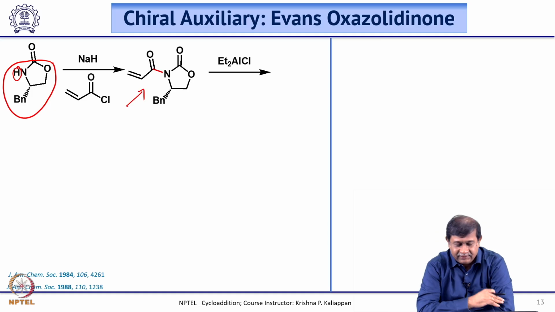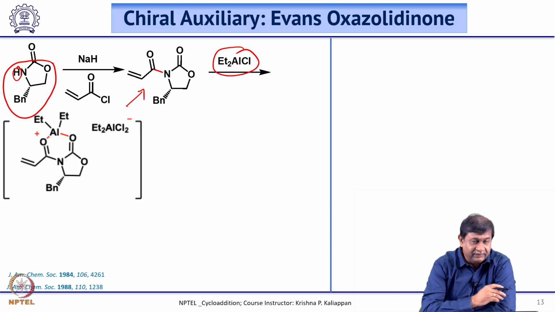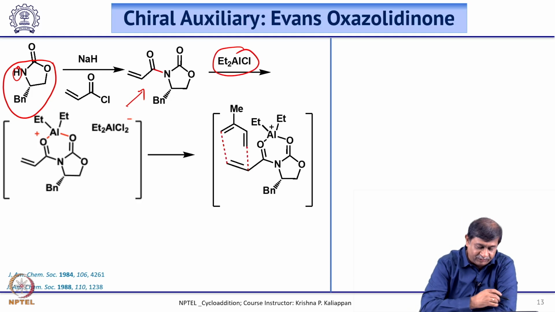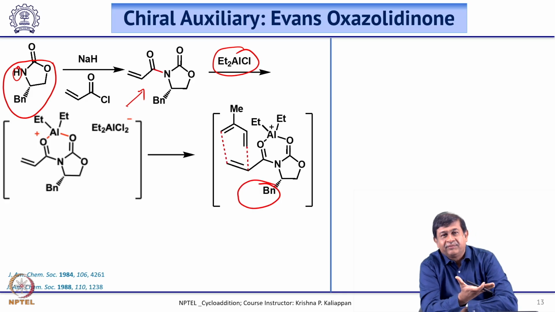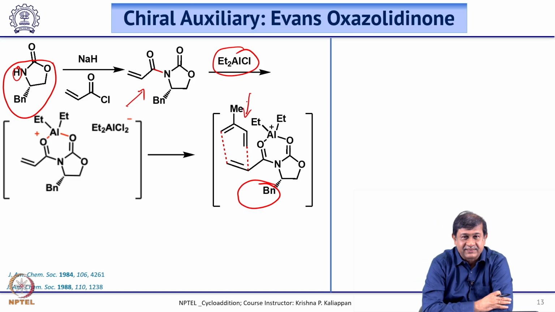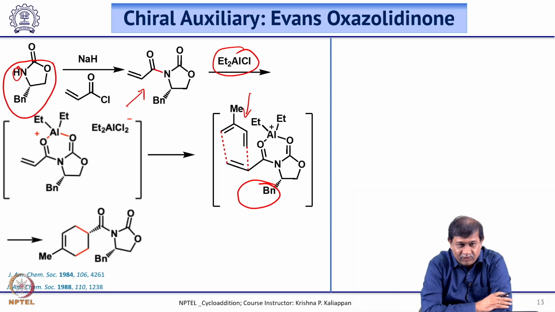Then you add the Lewis acid, and that will give this intermediate. Okay. So once you have this intermediate, when the diene approaches this dienophile, this benzyl group, it's a bulky benzyl group, blocks the approach of the diene from the bottom face of the dienophile. So the diene can only come from the top face. If that is the case, what you get is this product.